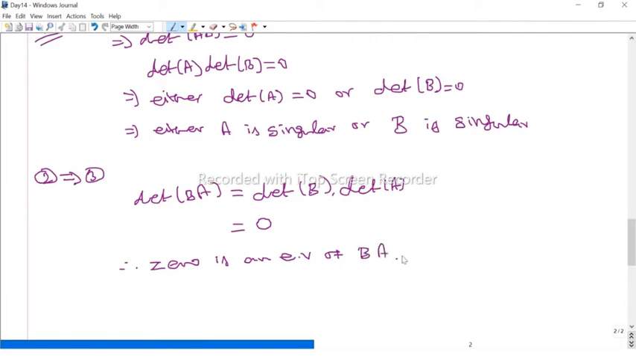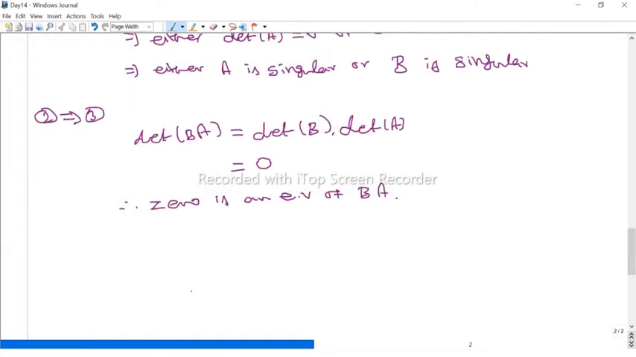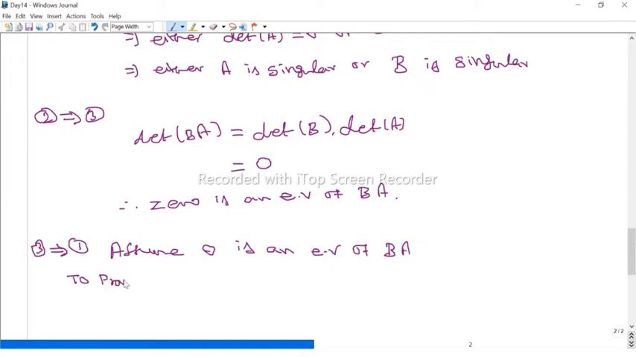Now we prove the last part, 3 implies 1. For equivalence, we have to assume one statement and prove another statement. Now assume the third statement. What is the assumption? 0 is an eigenvalue of BA. What we have to prove? 0 is an eigenvalue of AB. So it's nothing but we have to prove the determinant of AB is 0.